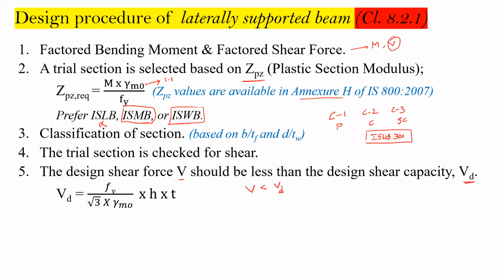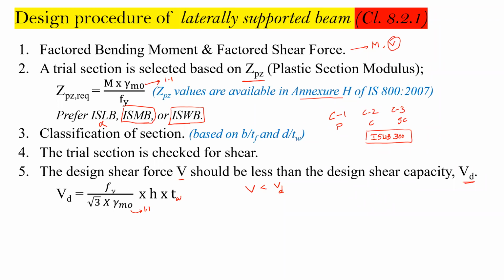Whatever the shear force value, that is the factored shear force value, should be less than the value of VD. Now, how will you calculate the VD value? You have this formula: VD equals Fy by root 3 into gamma m naught, into H into T, where Fy value is 250, which is the yield stress, and gamma m naught you can take as 1.1, and H is the height of the section. And here T is the thickness of the web. You can make it as TW if you want. By using this formula, you are going to find out the value of design shear capacity.